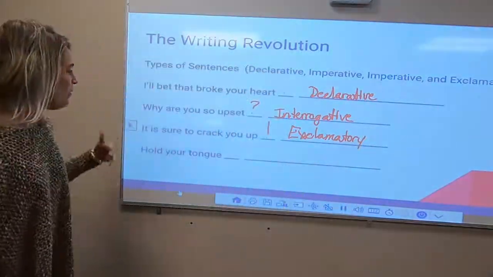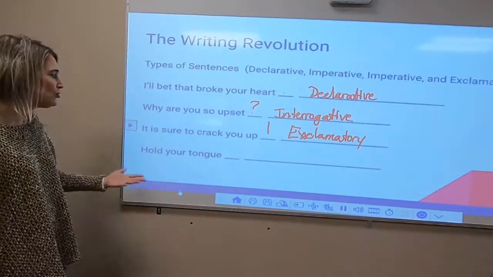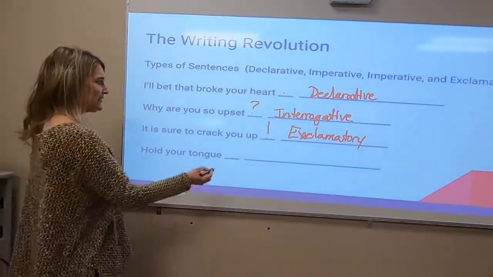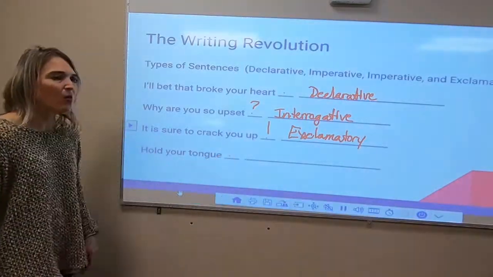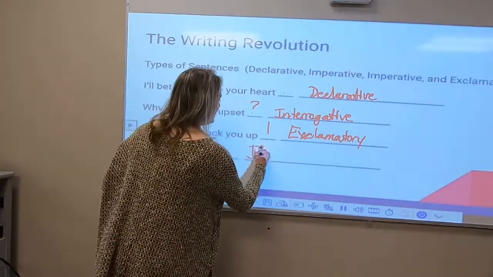So then, the one that we see and sometimes get confused with, it's just a command. Hold your tongue. We thought in the literal way he was going to hold his tongue. Put a period. No, we knew his grandmother meant that he just needed to be quiet. This is our imperative.